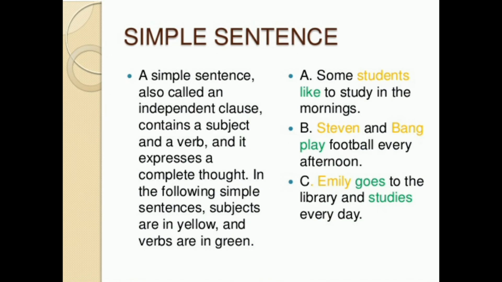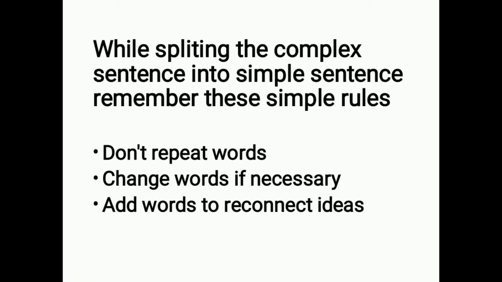Whereas a simple sentence is also called an independent clause. It contains a subject and a verb and expresses a complete thought. For example, Mike plays football in the morning. Here are some simple rules to remember while combining simple sentences from the complex sentence. Firstly, don't repeat the words. Second, change the words if necessary. And lastly, add words to reconnect ideas.